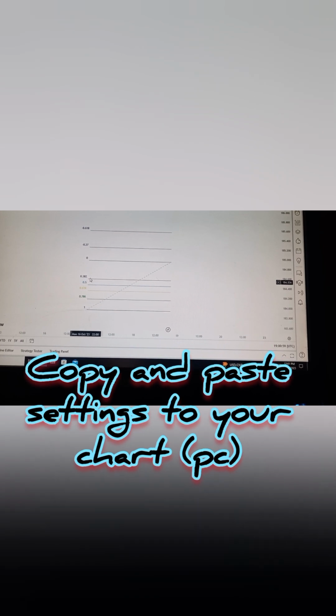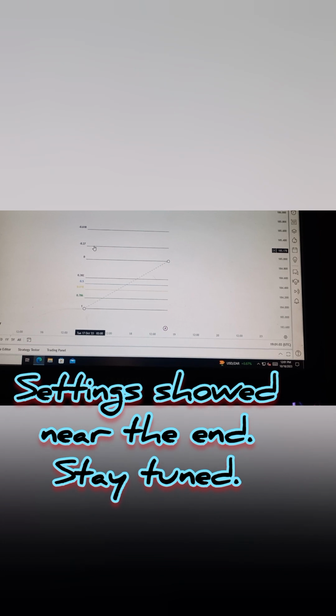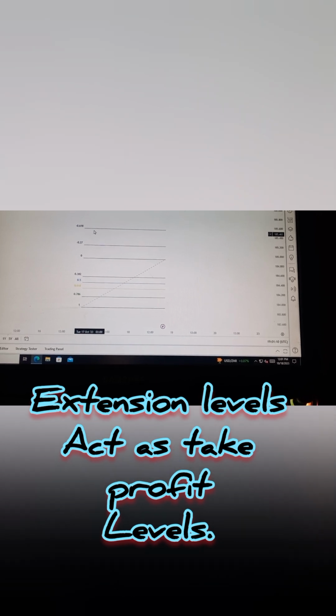So on the Fibonacci, you have a level which is 1. You have your 0.786. You have your golden zone 0.618. You have the 0.5. You have the 0.382. Then you have the node level. Then you have the extension level 0.27, and your take profit level, the 2.618 extension level.